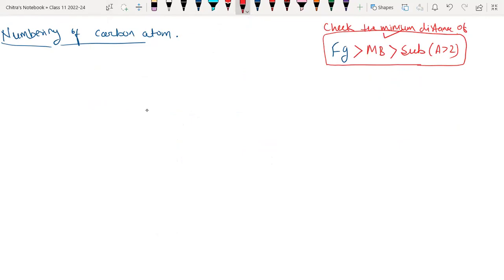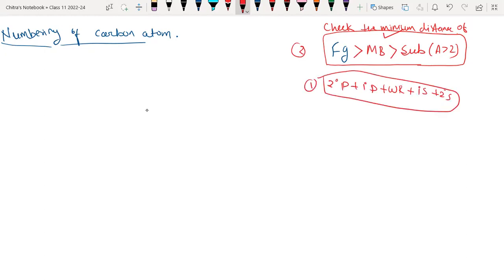So again, one more thing. This is the second thing. What is the first thing? Secondary prefix, plus primary prefix, plus word root, plus primary suffix, plus secondary suffix. This is the first thing that you have to obey. Then for numbering, you have to use the second. And one more thing, the third thing, very important. Again, we have to understand it with an example.